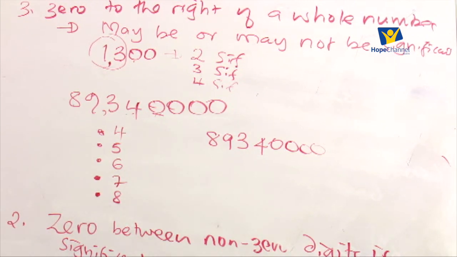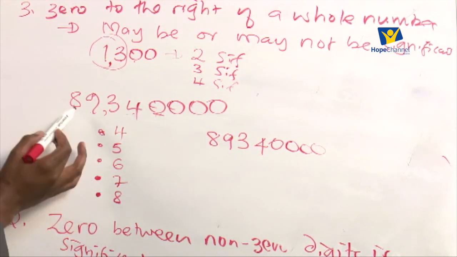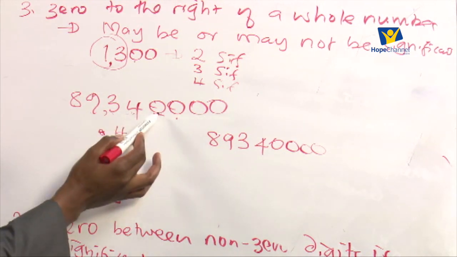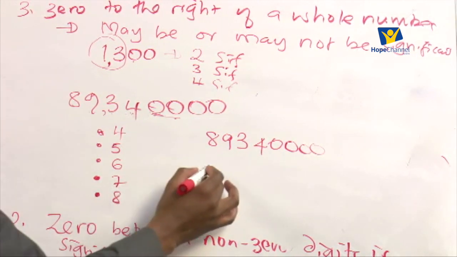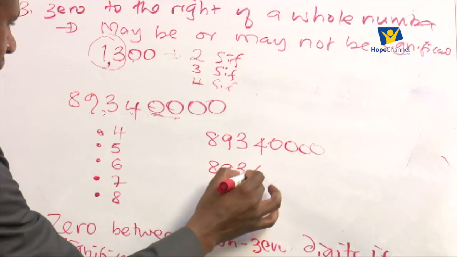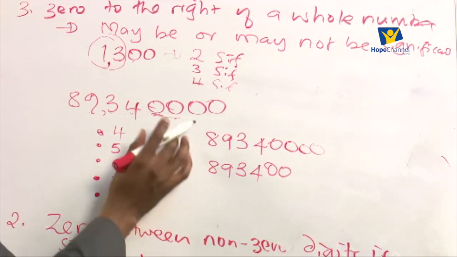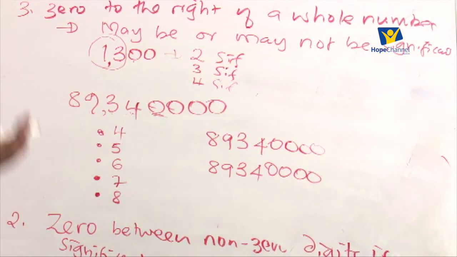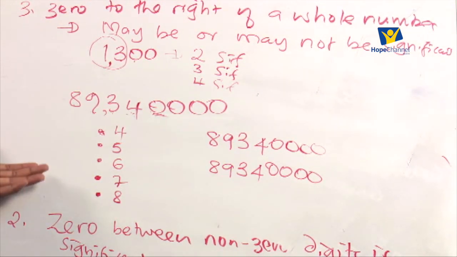If we were to write it to 6 significant figures, we shall still count 1, 2, 3, 4, 5, 6. So we have up to there. We have our 8, 9, 3, 4, 0, 0. But then we do not drop the other 2. We have to keep them for a whole number. So you see it is still the same number. That's why we are saying a 0 to the right of a whole number may be significant or may not be significant. It depends on how you are required to express that answer.